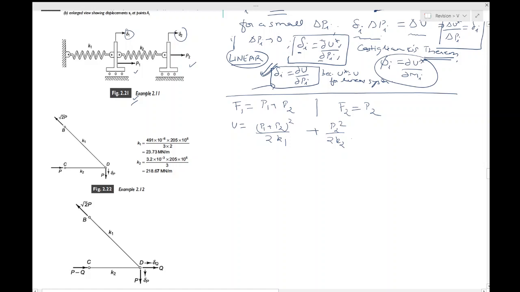by 2K2. Okay, so now you would use Castigliano's theorem and write that delta 1 will be equal to dou U by dou P1. Similarly, delta 2 is equal to dou U by dou P2. Okay, and that's how you would get delta 1 and delta 2 in this problem. So this was example 2.11, and that's how you can simply use Castigliano's theorem to solve it.